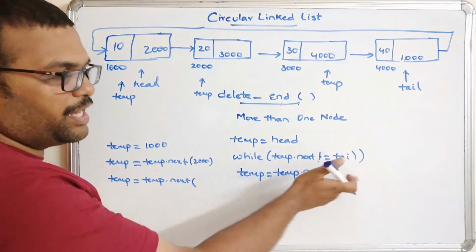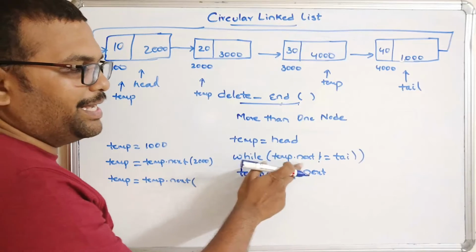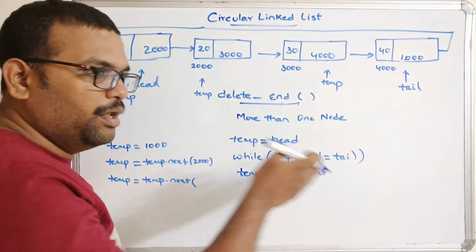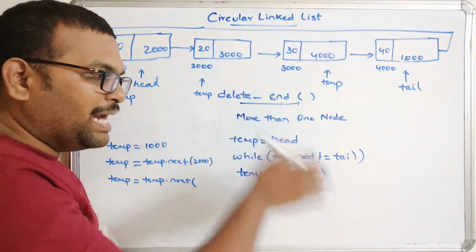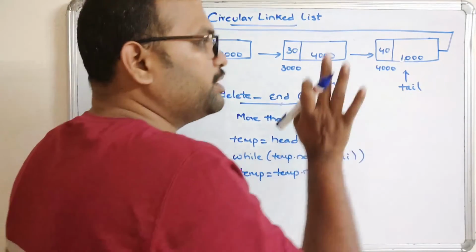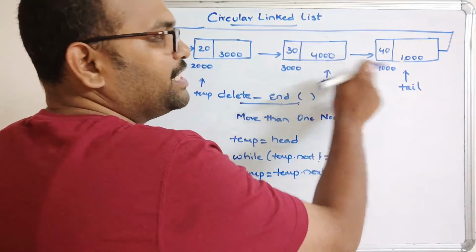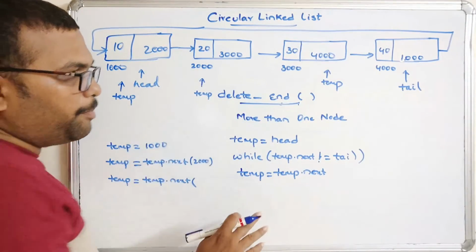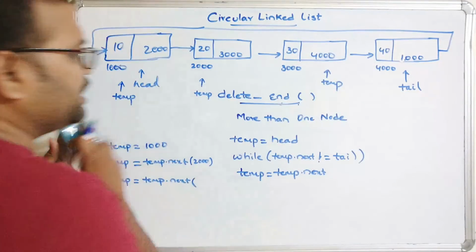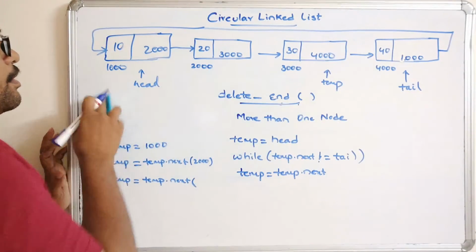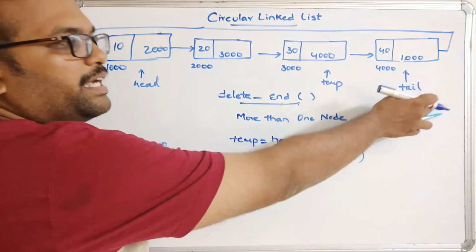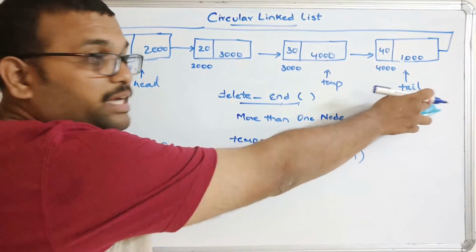For that purpose, we are just writing temp.next, repeating the process. Just move the temporary variable from one node to another until temp.next is not equal to tail. Whenever temp.next is equal to tail, simply stop the procedure. Now the temporary variable is in this position and tail is here. So what we have to do is remove the tail.